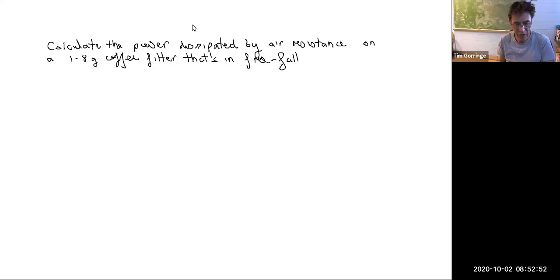I can show you this situation here at work in my office. We're just going to look at free fall of the coffee filter and talk a little bit about it. So I've got a coffee filter here, and I'm just going to drop this coffee filter to the ground.